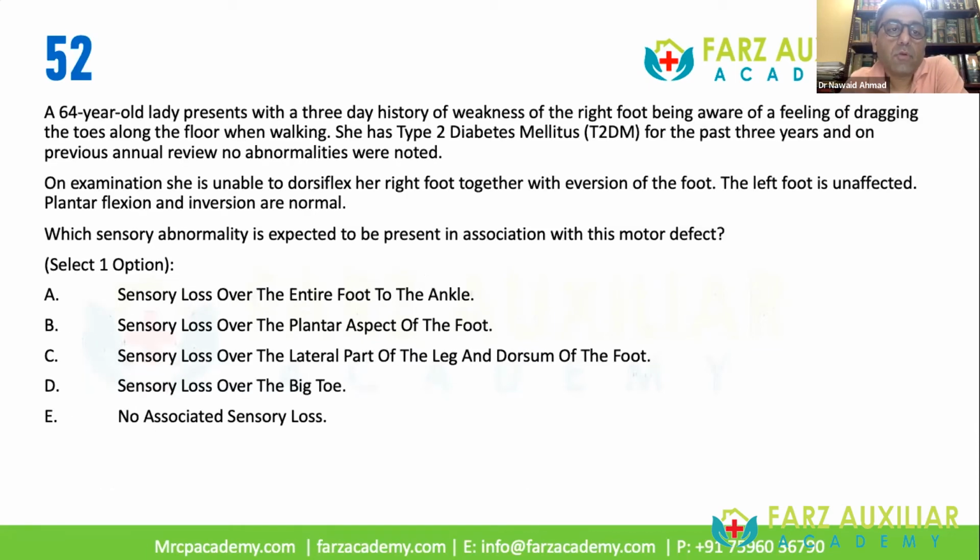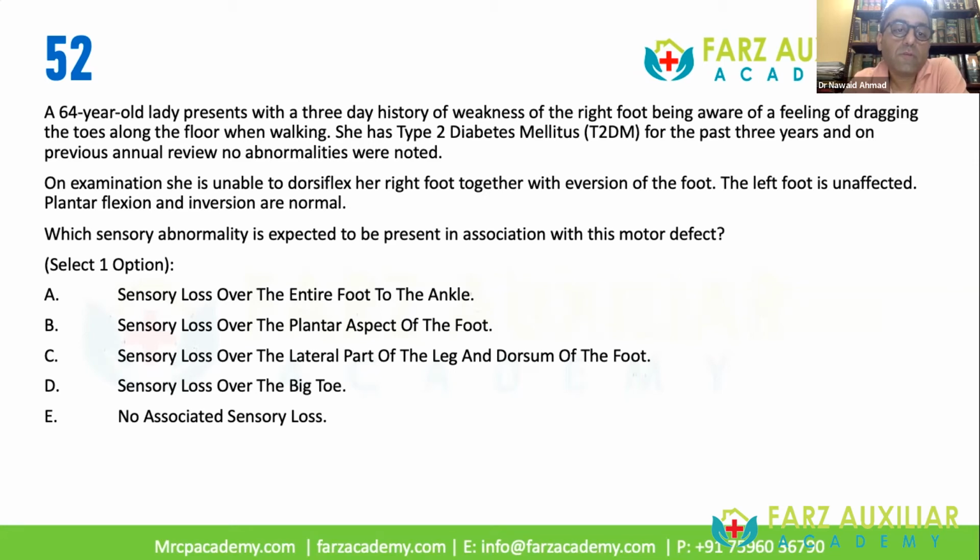A 64-year-old lady presents with a 3-day history of weakness of the right foot, being aware of a feeling of dragging the toes along the floor when she is walking. She has had type 2 diabetes for the past 3 years, and on previous review, no abnormalities were noted. On examination, she is unable to dorsiflex her right foot together with eversion of the foot, and the left foot is unaffected. Plantar flexion and inversion are normal.